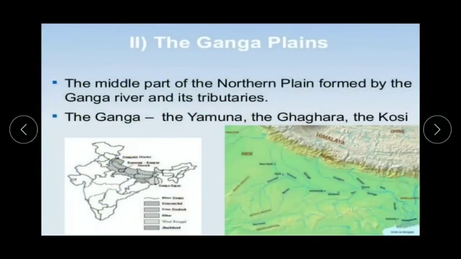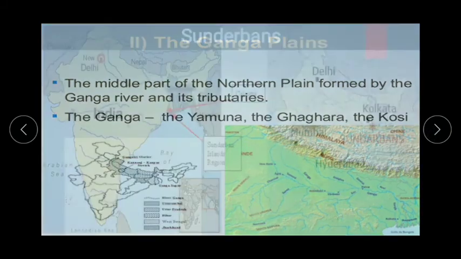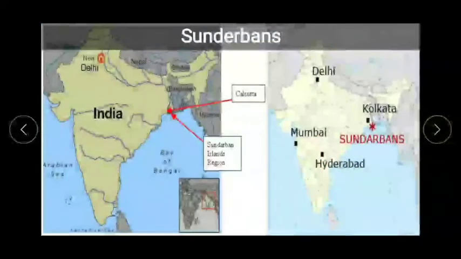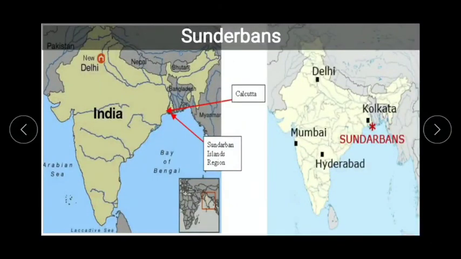The middle part of the northern plain is formed by the Ganga river and its tributaries, that is the Ganga, the Yamuna, the Ghagra, and the Kosi. Here you can see Sundarbans. With the help of the map, it is easy to locate.